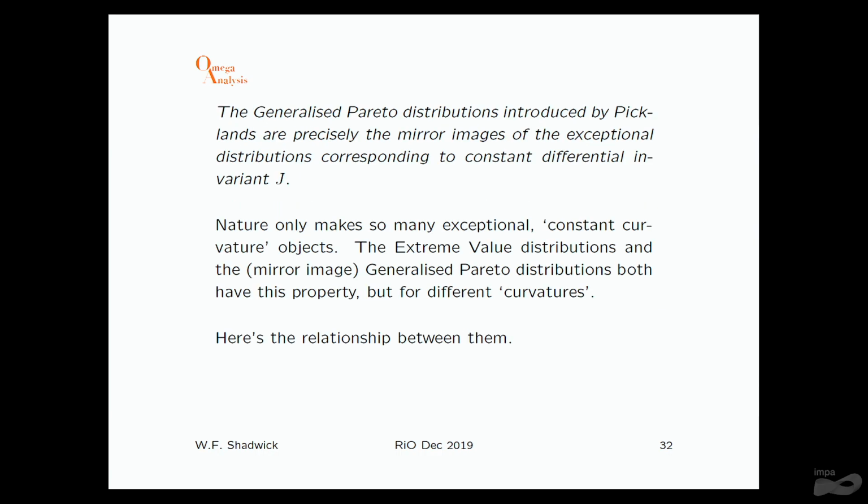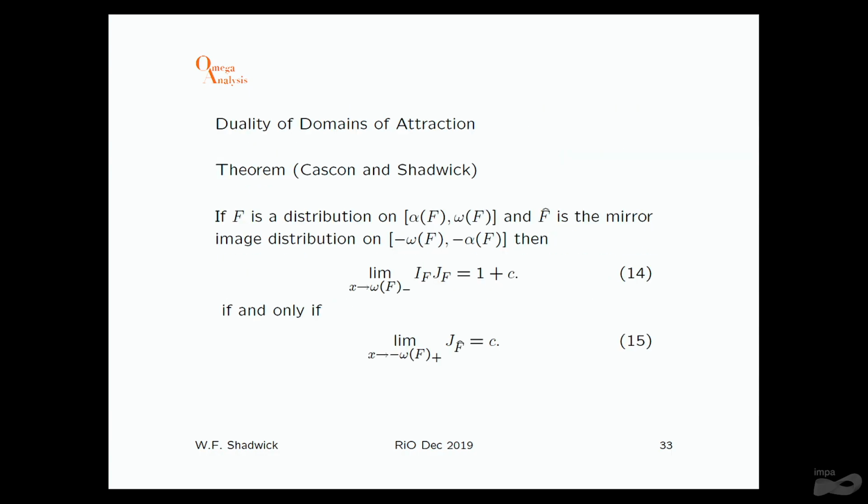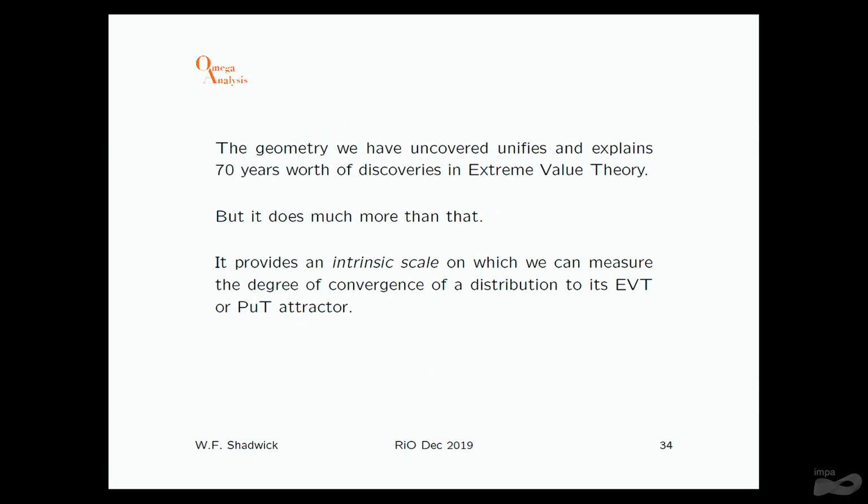Okay. And so that's the theorem. There's a duality between these domains of attraction. So the exceptional distributions on one side and the duals of the exceptional distributions on the other side, those are the three types, EVT and generalized Pareto, and that's it. Nature only makes so many constant curvature examples.